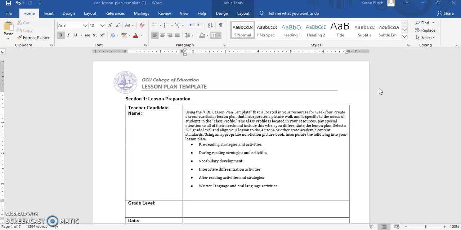For instance, using a picture walk, you'll use a book, which would be literature, and then maybe somewhere in your lesson you're having the students draw a picture of something, which would incorporate art, or you may incorporate math. There's a cute little book that I use by Eric Carle. It's called 10 Rubber Ducks, and that incorporates literature, math, and science.